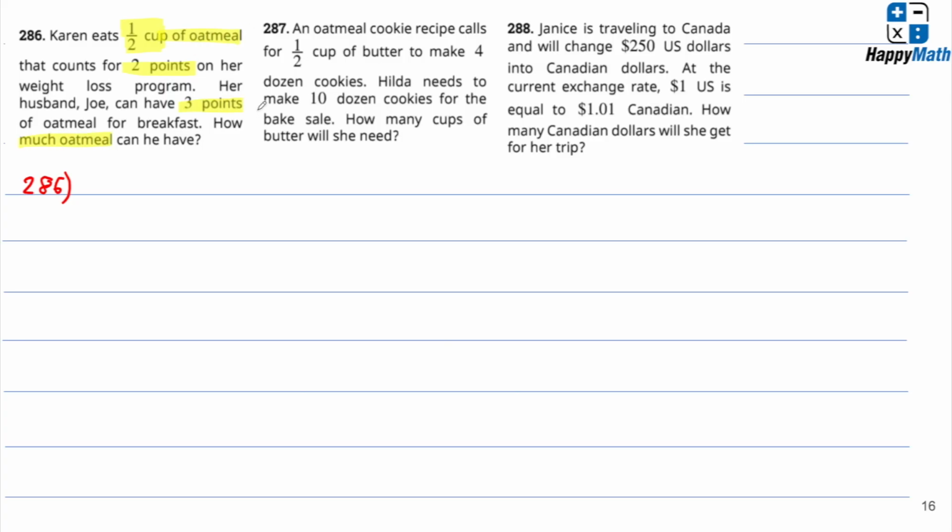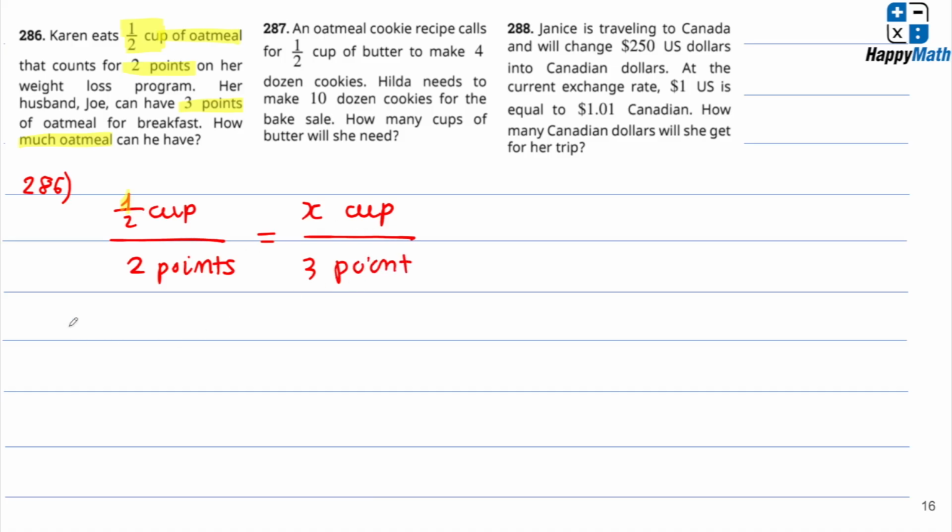Okay, oatmeal. I think I can set up the proportion. The first will be 1/2 cup compared to the 2 pints here. And on the other side, the question asks you about how many cups, so I will put h cup here and 3 pints here. So the numerator and the denominator for these fractions are the same unit, so maybe I can skip the unit now and come back to the cross product.